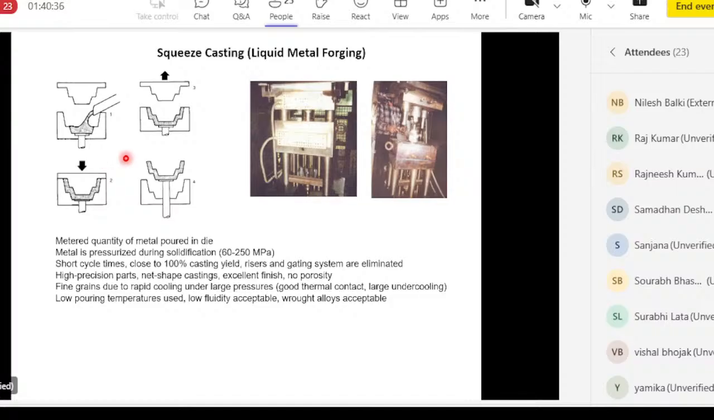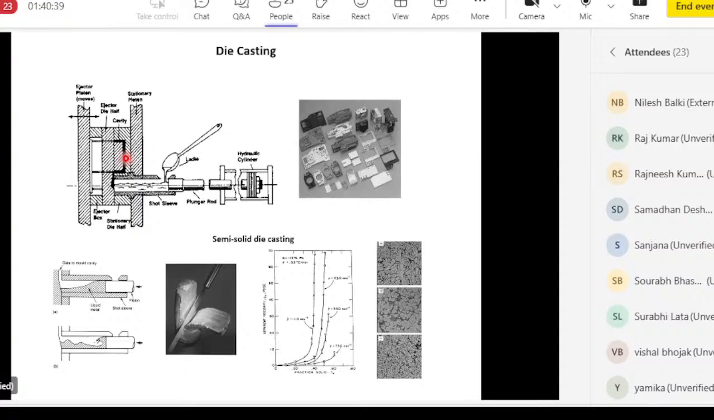Now this process is a little bit different than die casting. And I think that is probably the last process I'm going to look at. Then we can stop. Maybe just one more slide after that.